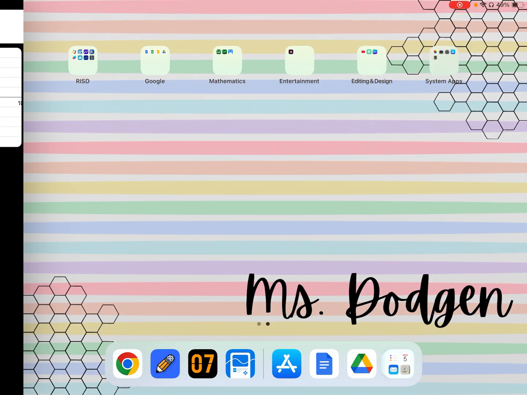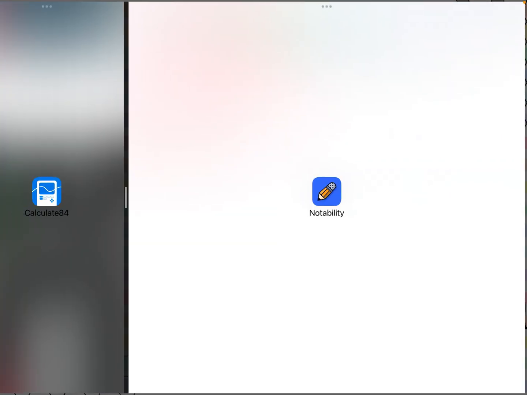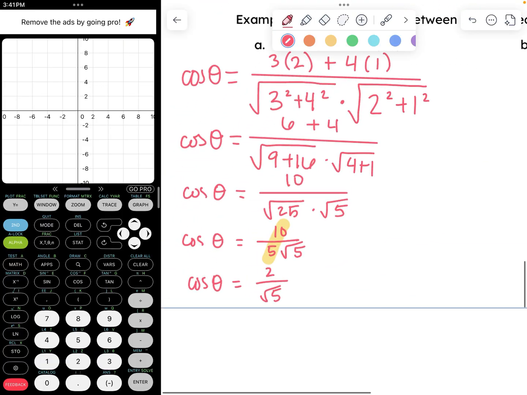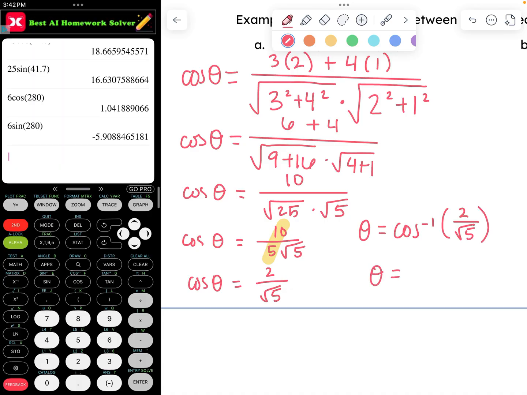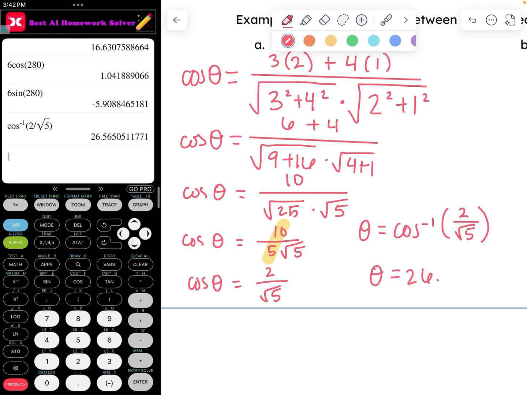Split view. So if I'm looking at this, I'm going to say that theta is equal to the inverse cosine of that 2 over the square root of 5. So the inverse cosine of 2 divided by the square root of 5 gets me 26.57 degrees.